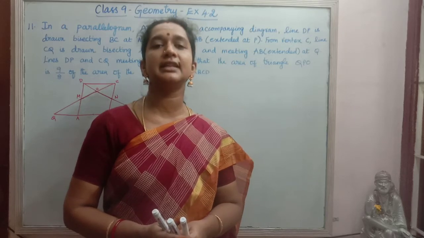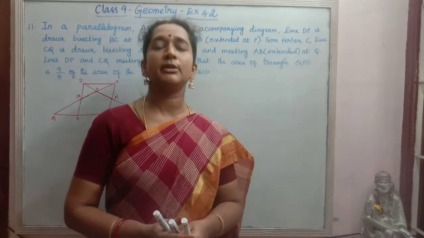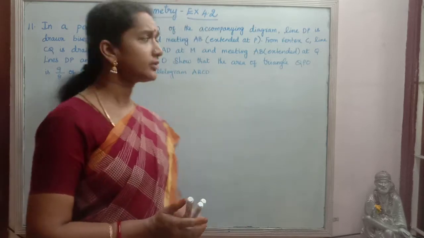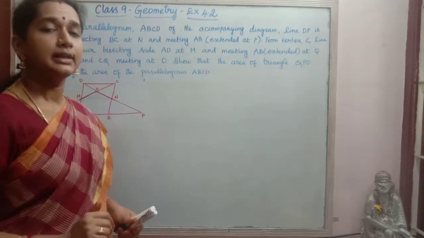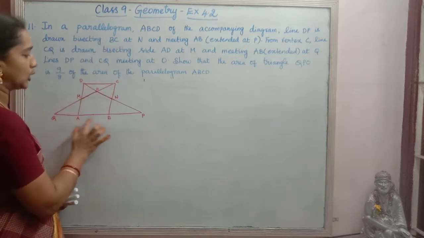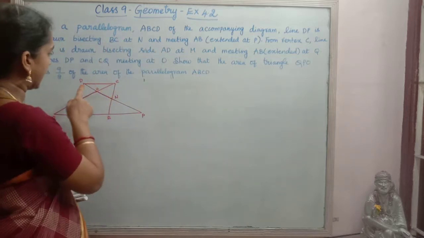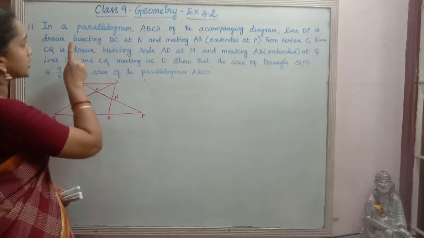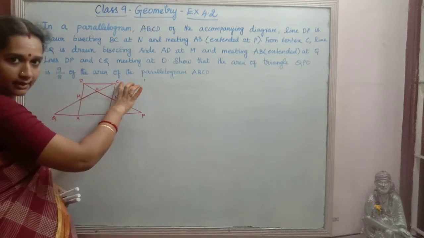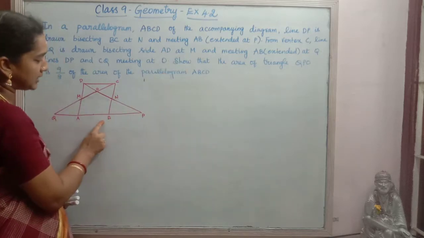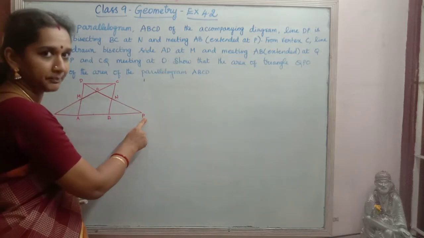Students, in this class I will be doing the class 9 Samacheer Kalvi syllabus or matriculation syllabus, 4th chapter Geometry. Exercise 4.2, 11th sum. In a parallelogram ABCD of the accompanying figure, line DP is drawn bisecting BC at N and meeting AB extended at P.